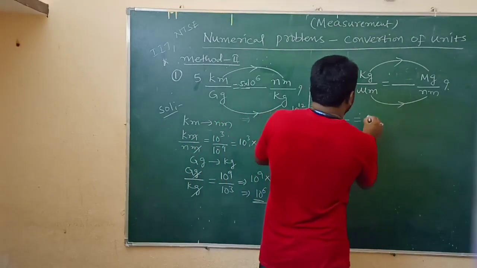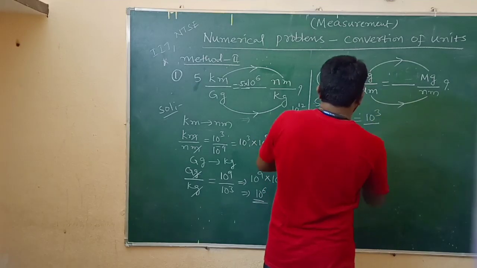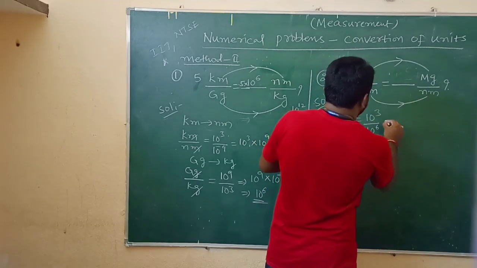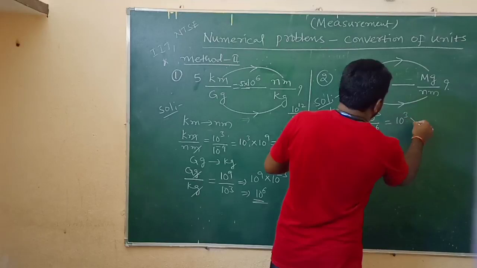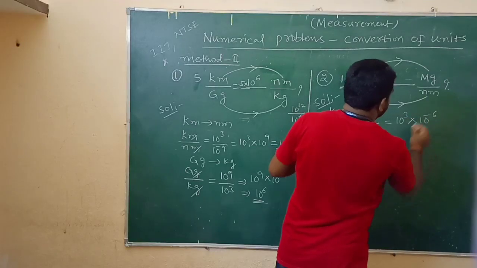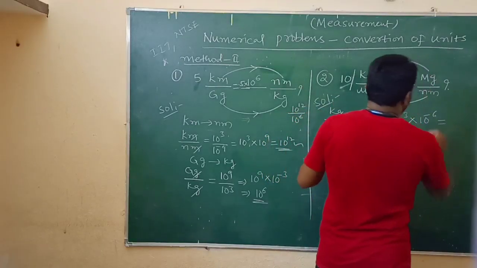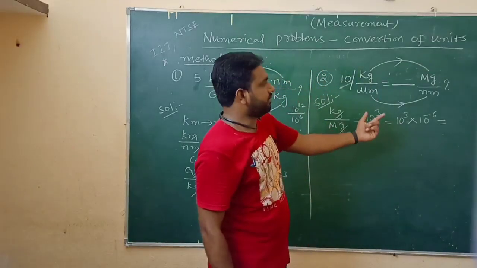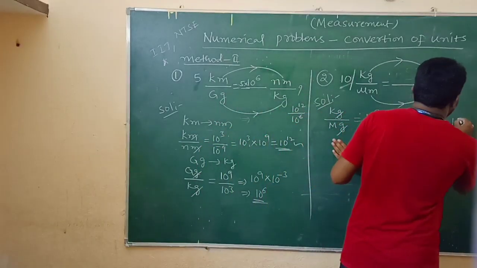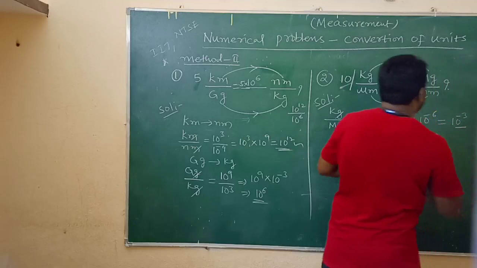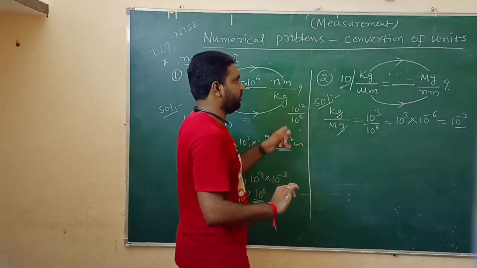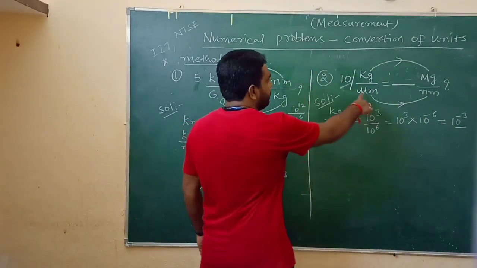Kilo means how much? 10 to the power of 3. Mega means how much? 10 to the power of 6. After the simplification, 10 to the power of 3 into 10 to the power of minus 6. After the addition of powers, 3 minus 6, how much? Minus 3. This one is completely finished. Numerator part completed.